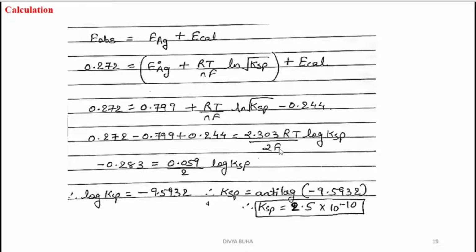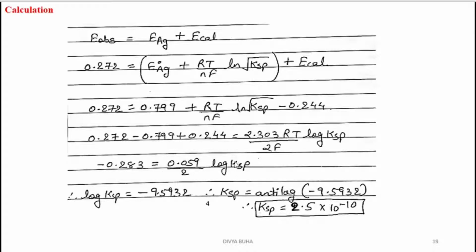So putting all of those values, you will be getting 0.059. In order to obtain 0.059, we have multiplied 2.303 into 8.314 into 298 divided by 96500, and we have obtained 0.059. Then we have summed up these values and obtained minus 0.283.